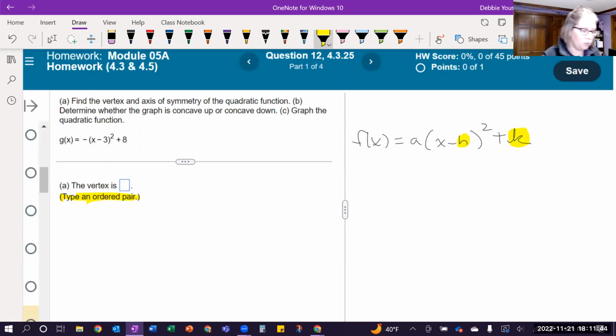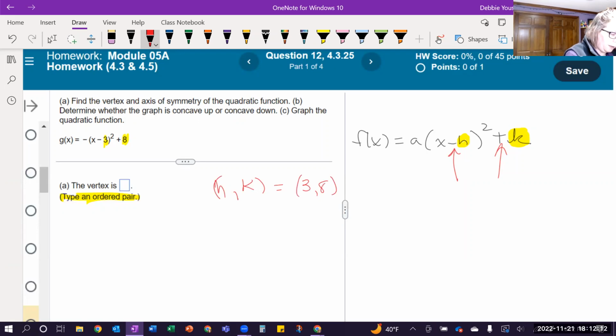Now, a couple things to note. The formula itself comes with a minus sign inside the parentheses with the x and comes with a plus sign outside of the parentheses with the k. So you have to be careful about your sign usage. So I see a 3 and an 8 in the places of h and k. So that tells me that (h, k) is (3, 8). So I should be able to put that here.